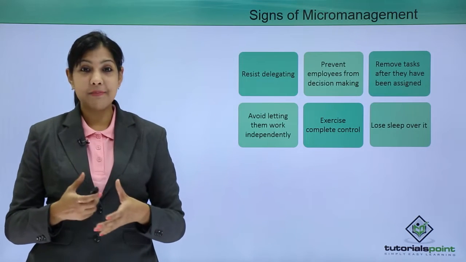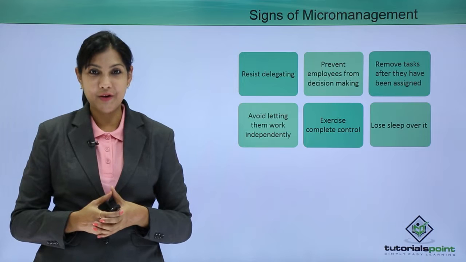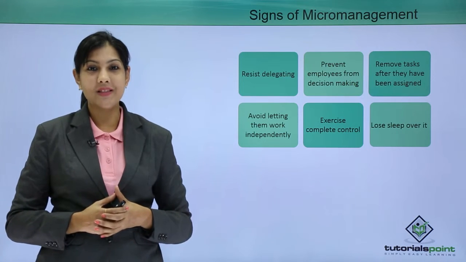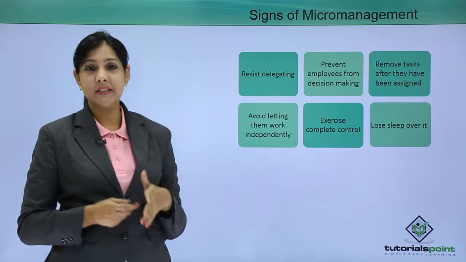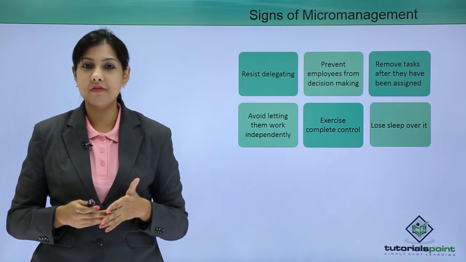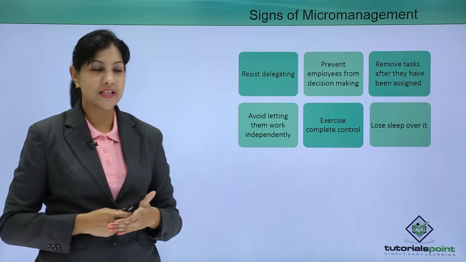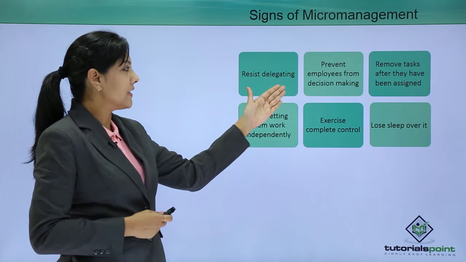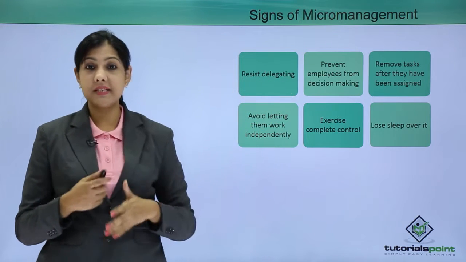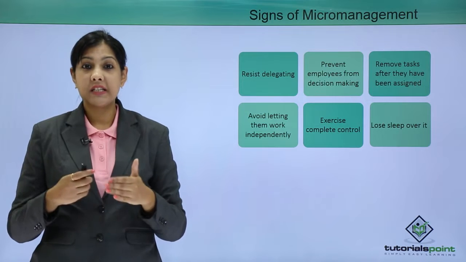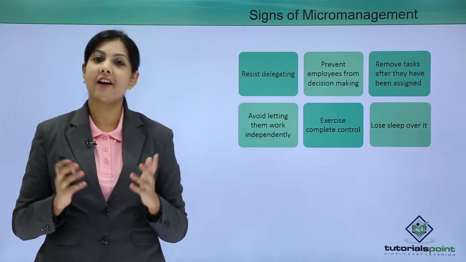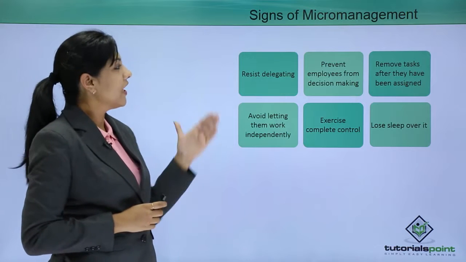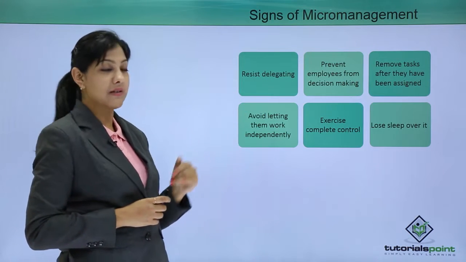Certain signs and symbols that you are a person who does micromanagement. Let's understand what these signs and symbols are. They resist delegating. They would rather do all the work themselves rather than giving it away to somebody else. Prevent employees from decision making. These are the kind of people who would stop people from making decisions because they feel they are the final authority. Remove tasks after they have been assigned.